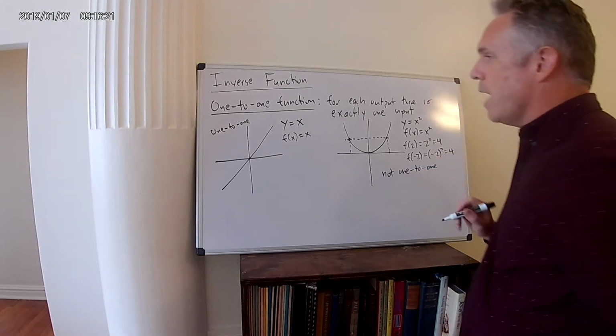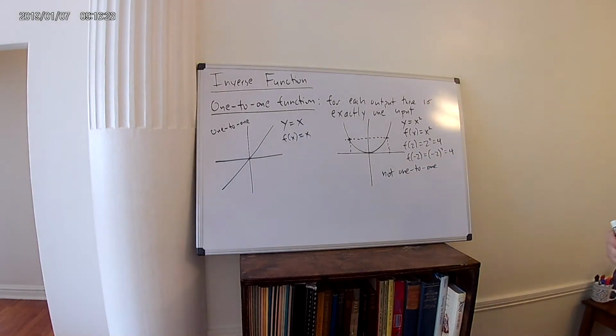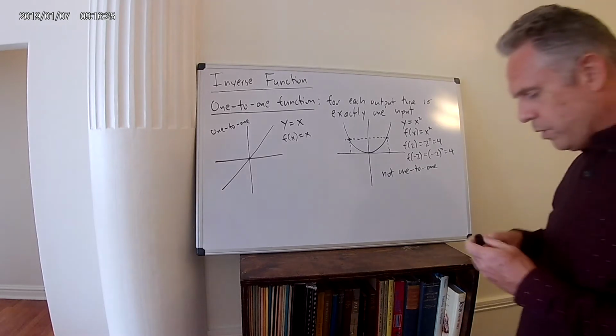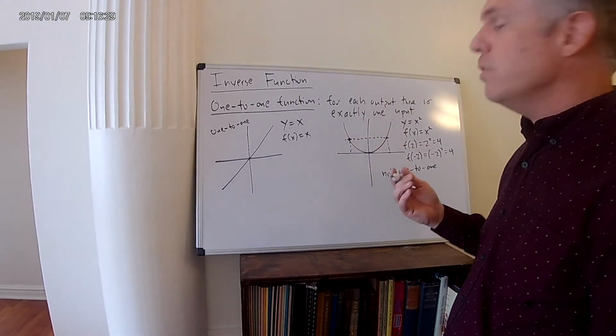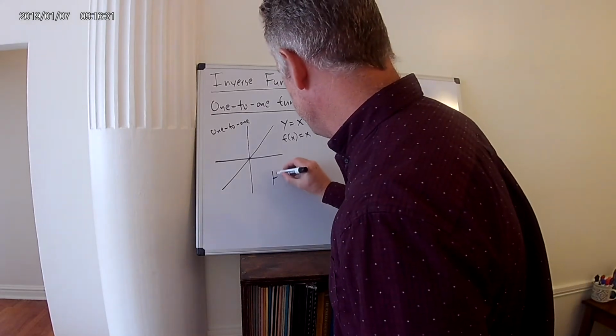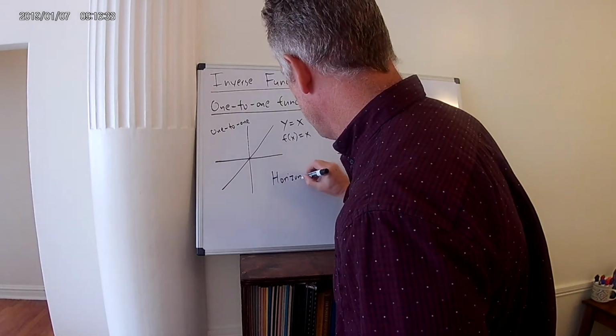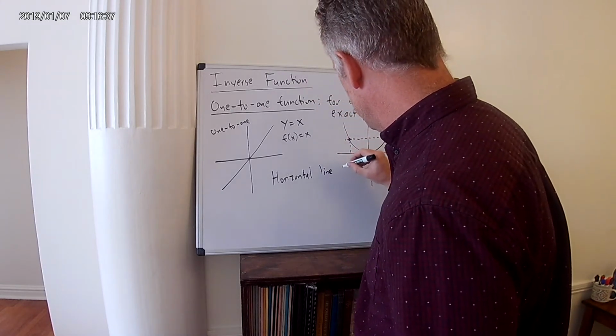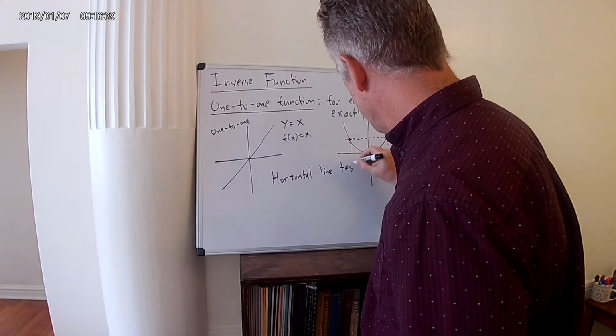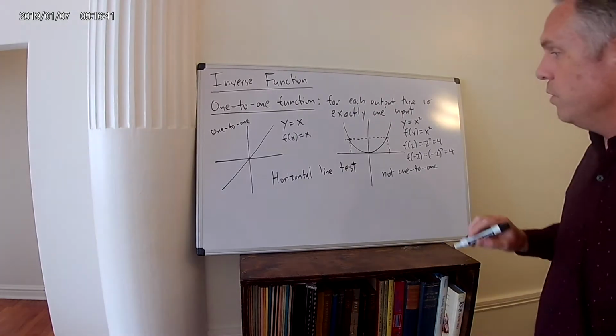Okay, it's not a one-to-one function. And there's something called the horizontal line test. Just like we had a vertical line test to see if you have a function, there's something called a horizontal line test that tells you whether you have a one-to-one function.